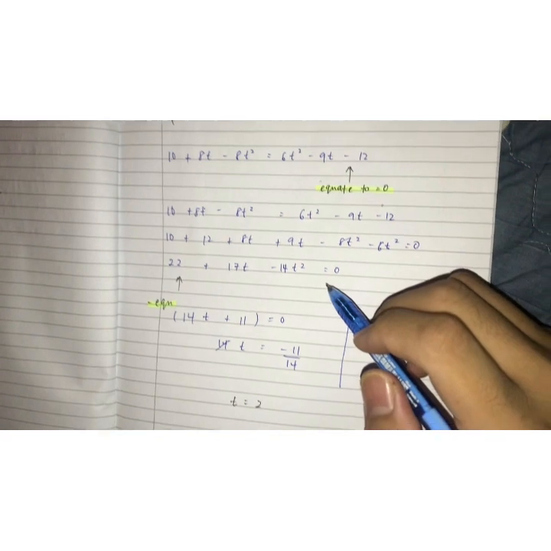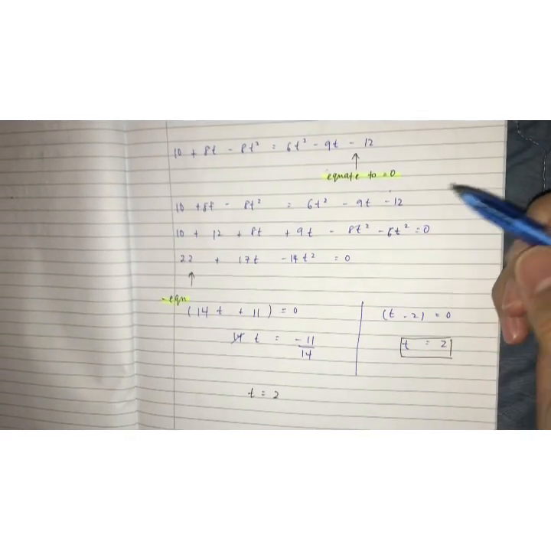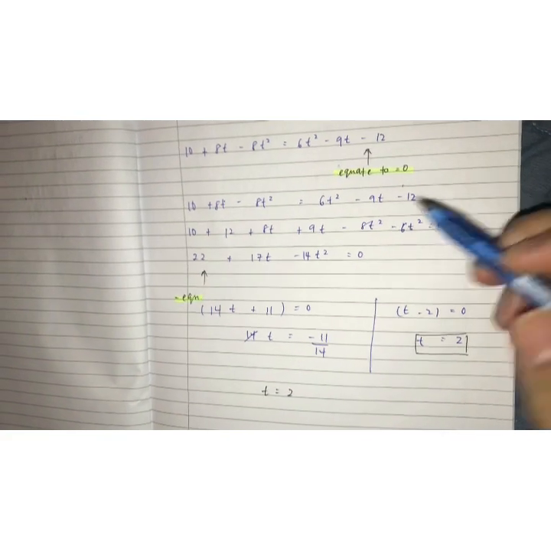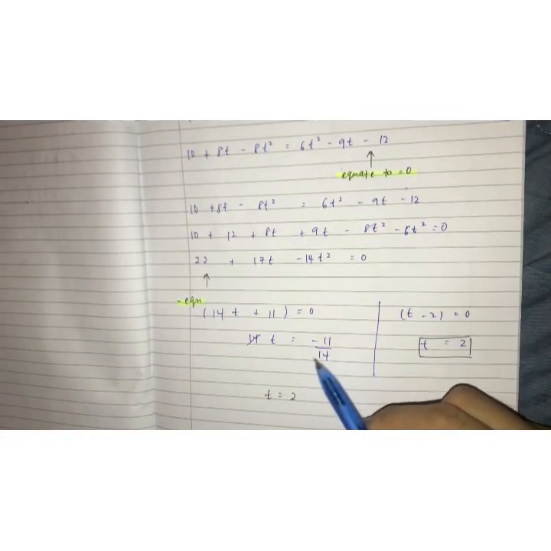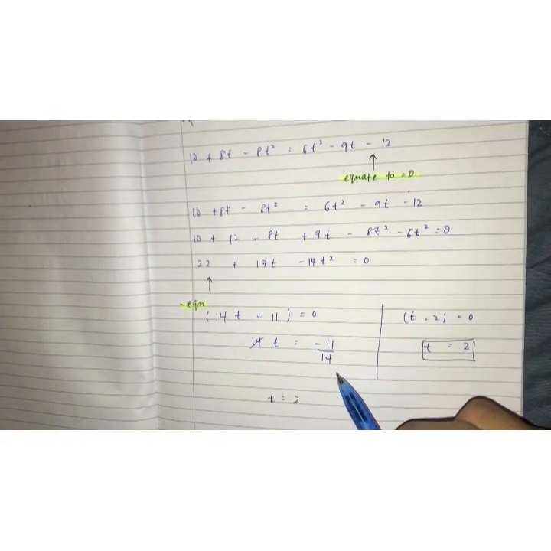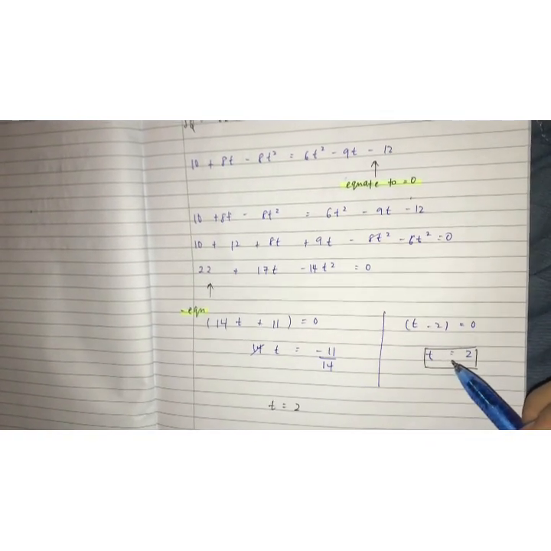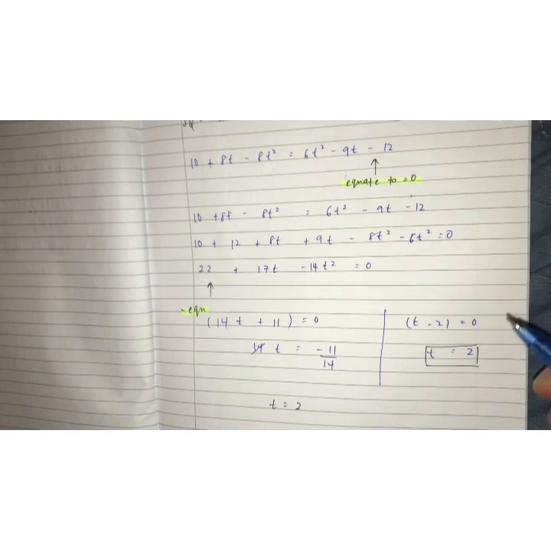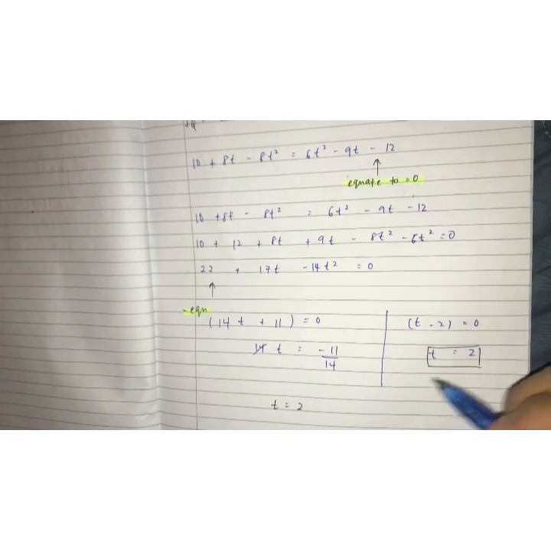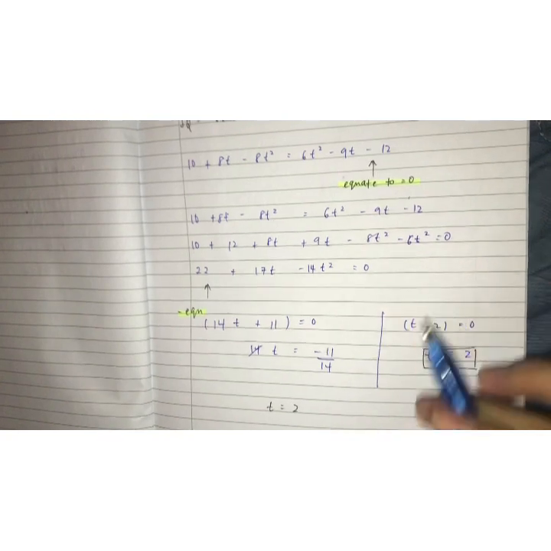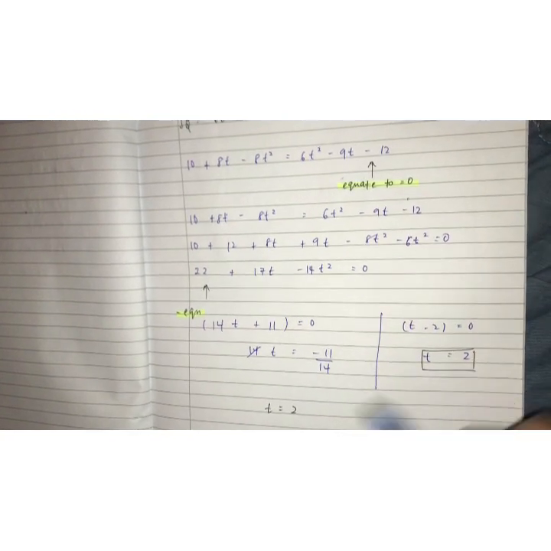After that, we factorize the quadratic function to find the time. The time is this. Since time cannot be negative, the best answer we will choose is t equals 2. So the time is equal to 2.